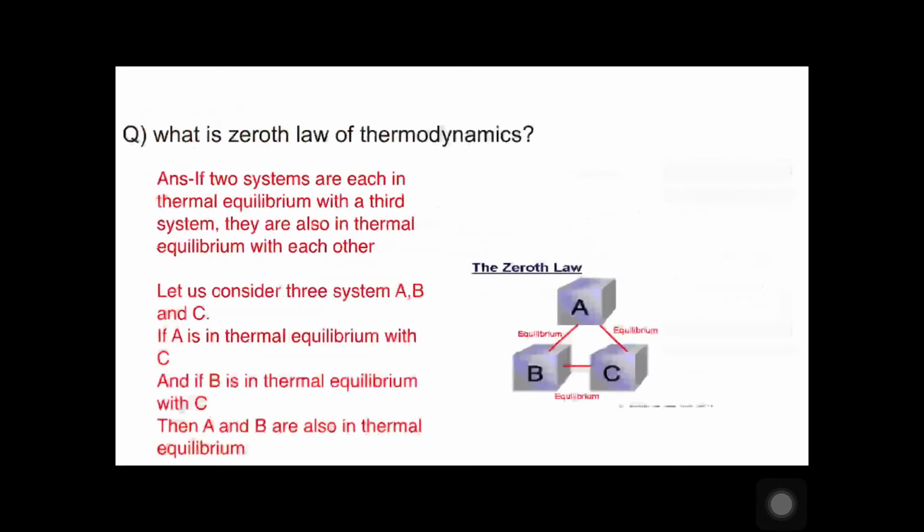So the next topic is our zeroth law of thermodynamics. If two systems are each in thermal equilibrium with a third system, they are also in thermal equilibrium with each other. Let us take an example of it. Let us consider three systems A, B and C. If A is in thermal equilibrium with C and if B is in thermal equilibrium with C, then A and B are also in thermal equilibrium.